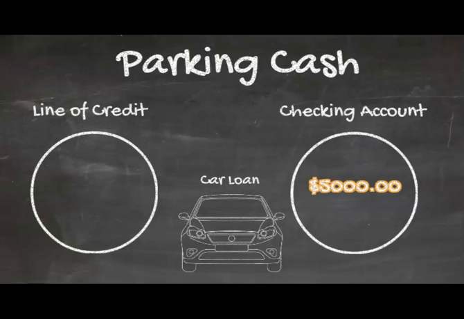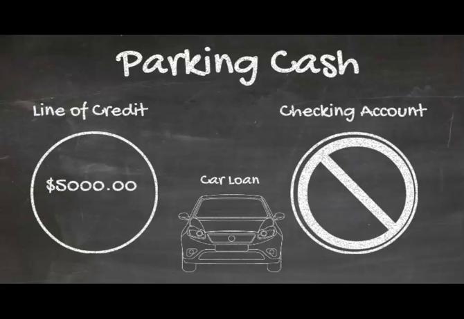Now, if it was in the car loan, at least it's not draining. It's only draining from one account, which is the line of credit, and the checking account isn't being affected. So technically, you'll still eventually end up owing more than 5,000, but it's not going to be as bad as if it's just sitting in a checking account. So as far as the checking account, we're going to rule that out. That's just the worst possible option out of these.